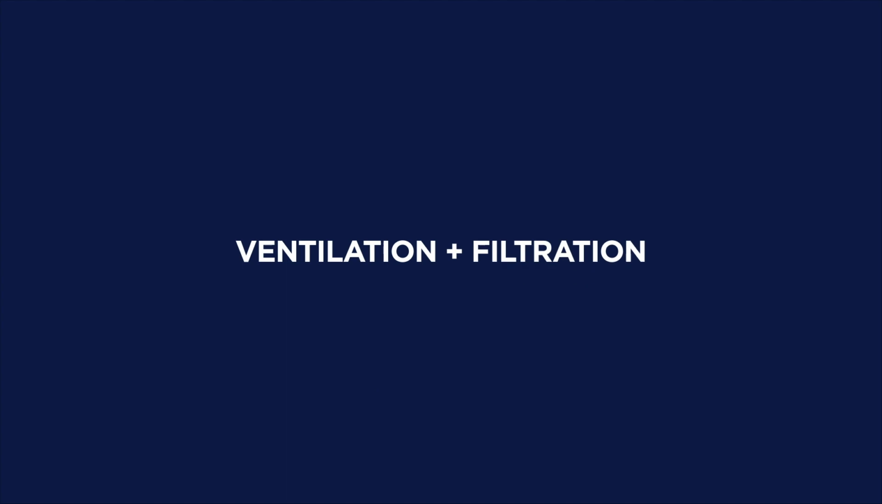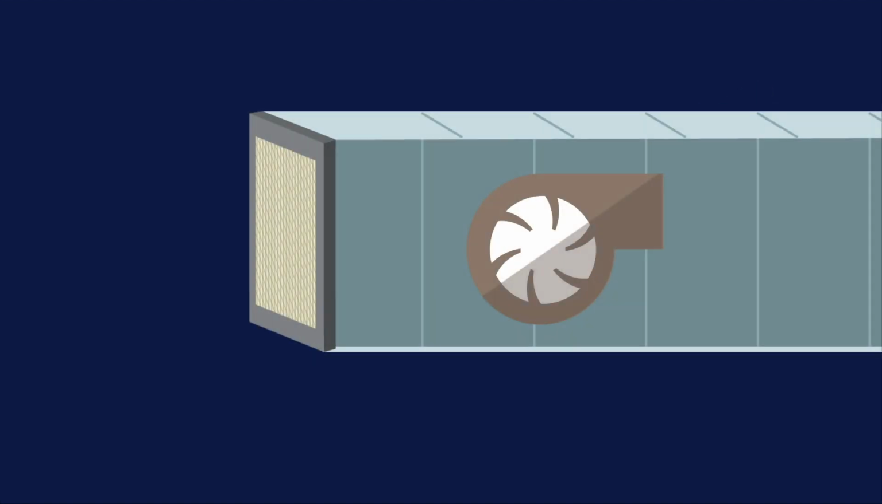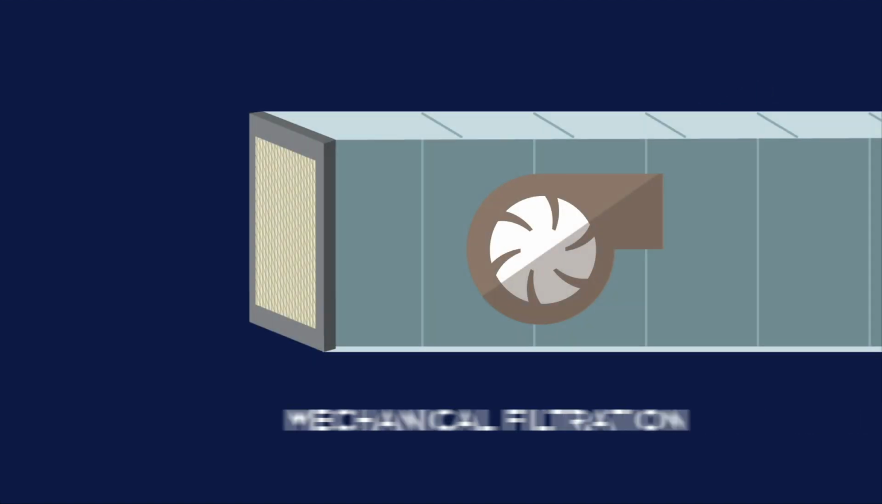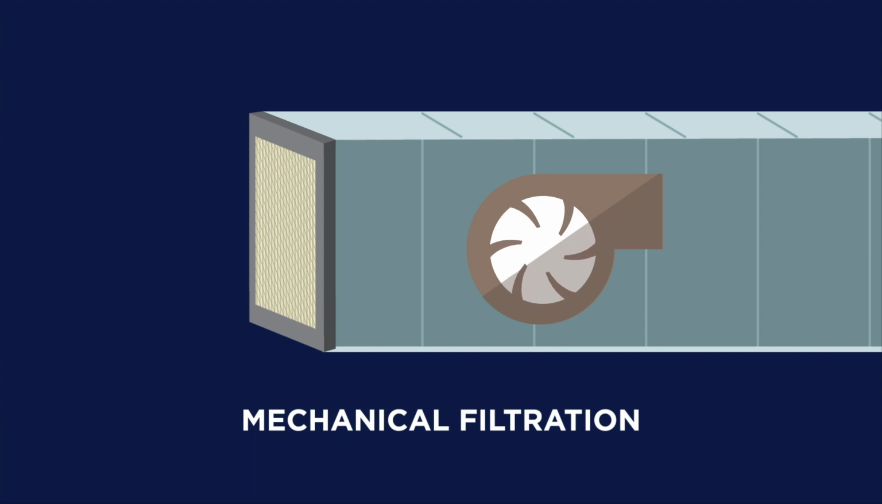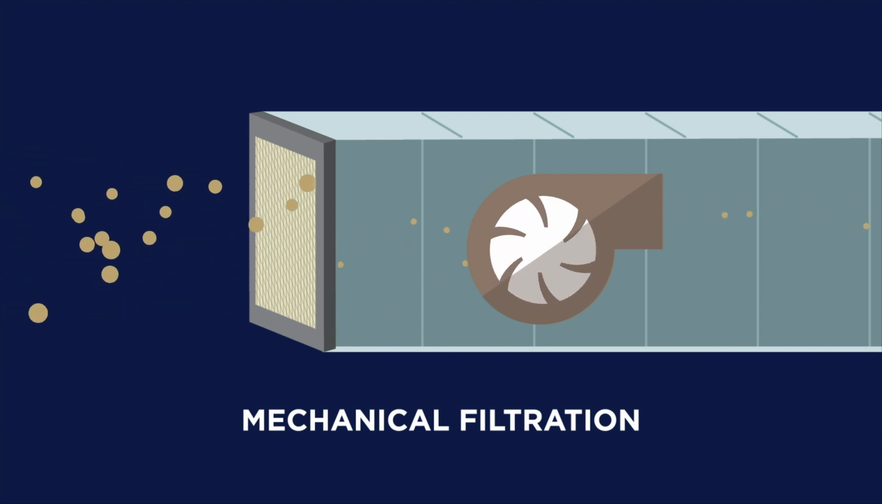Ventilation works together with filtration to improve indoor air quality. Filtration can capture and reduce exposure to some indoor and outdoor pollutants. In this video, we're going to cover the basics of mechanical filtration. In mechanical filtration, a fan moves air across a filter media. A fraction of the particles are trapped in the media and removed from the air.